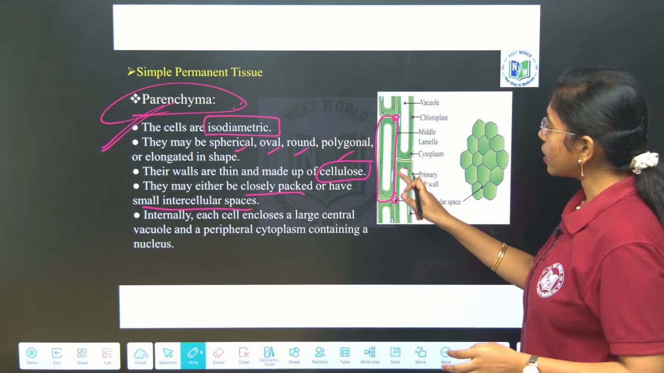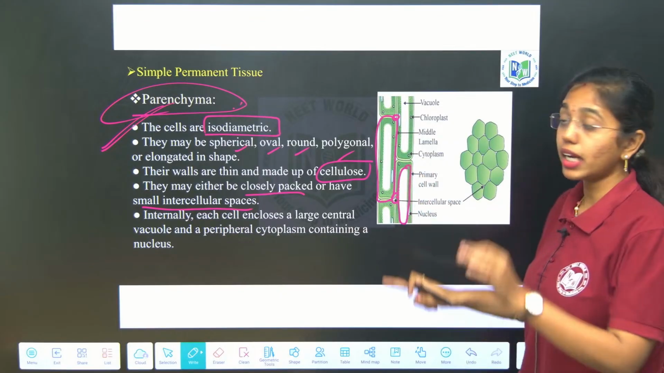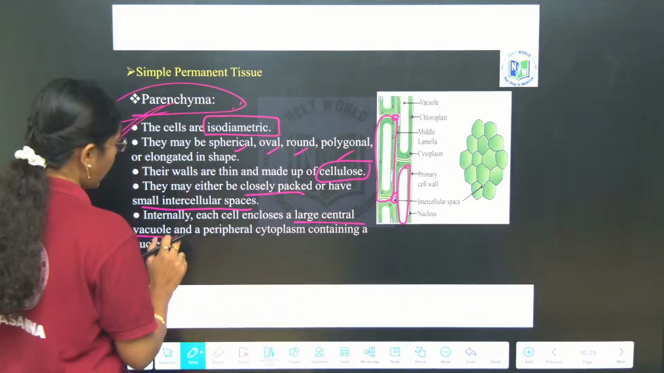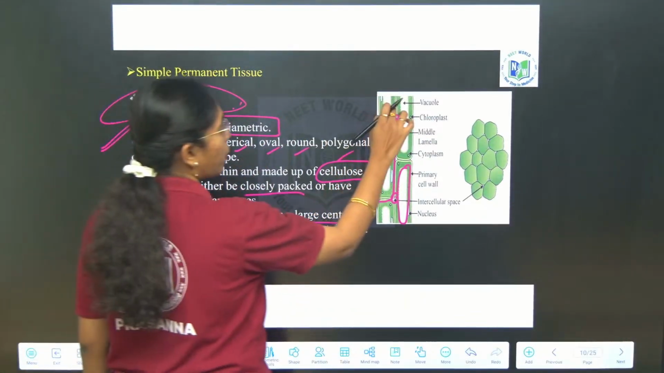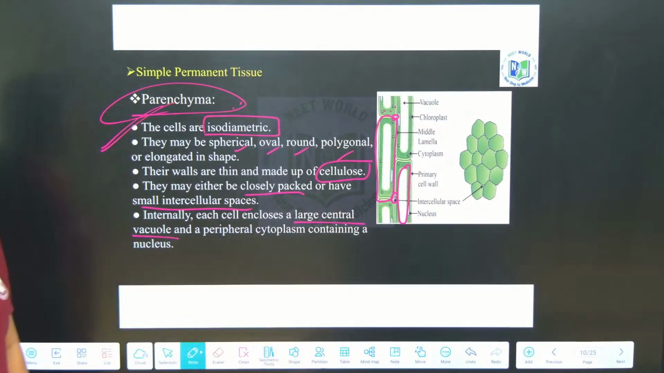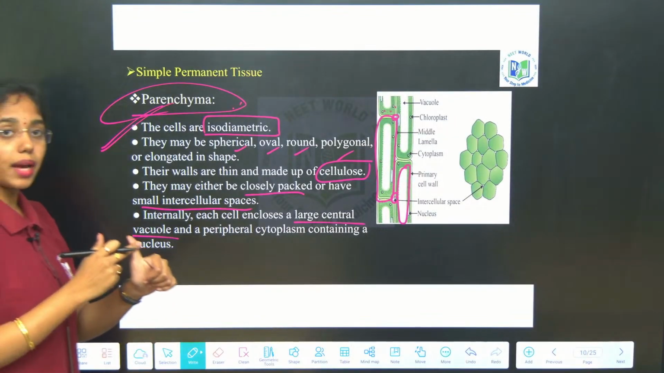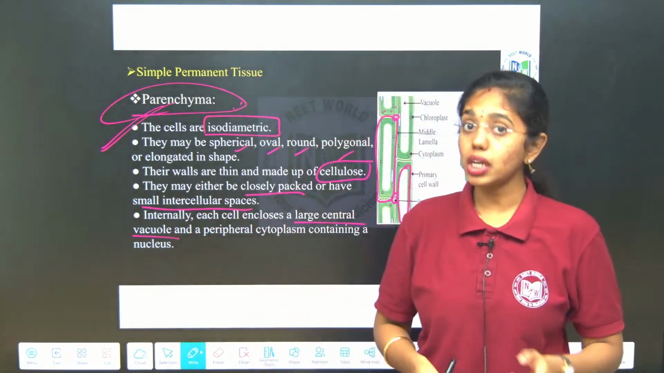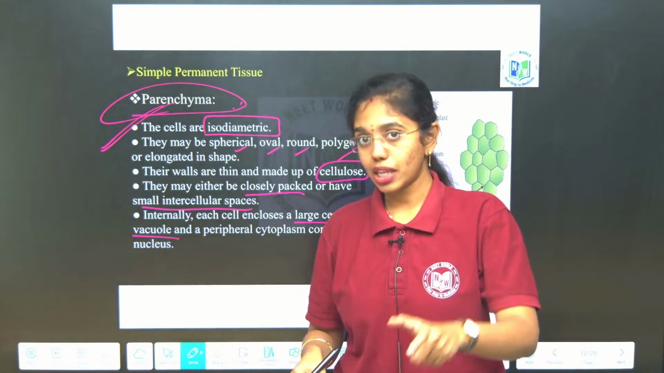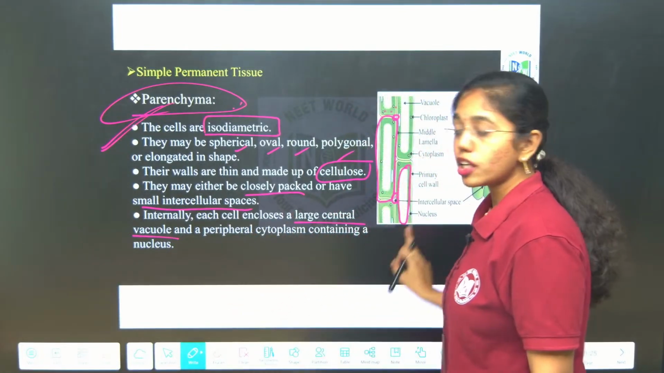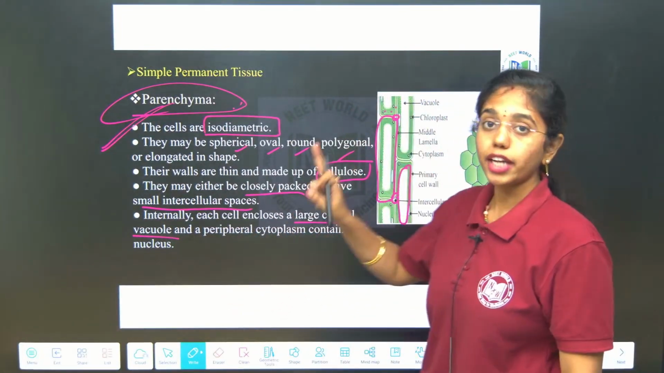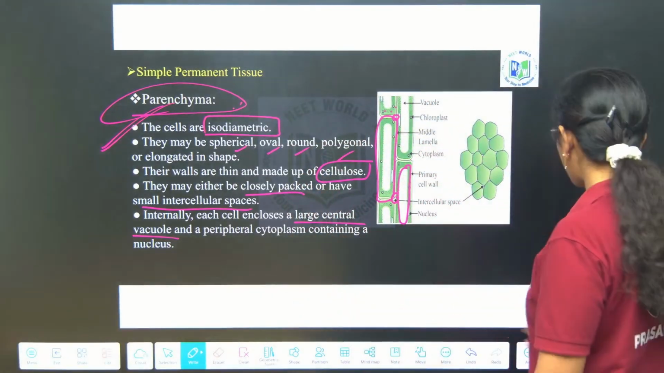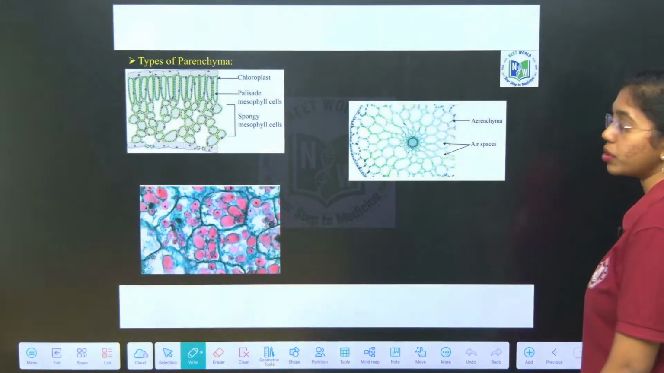Internally, each cell will have a large central vacuole, that is a characteristic feature, remember. Each parenchymatous cell will have a large central vacuole and cytoplasm is arranged at the periphery. So these are the keynotes: isodiametric cells, they can be of any shape, small intercellular spaces can be present, cells will have thin cellulosic cell wall, and a large central vacuole where cytoplasm is placed at the peripheral end. These are the key takeaways of simple permanent tissue, that is parenchyma.